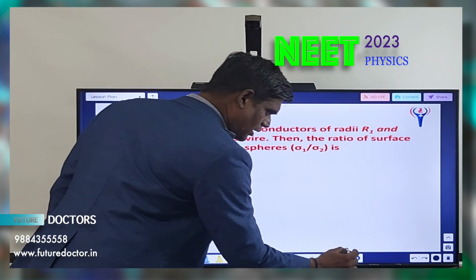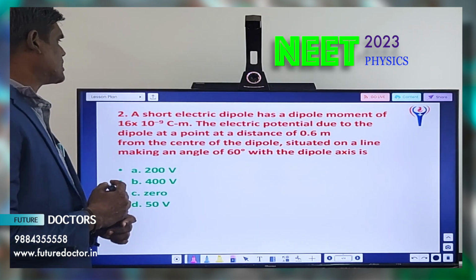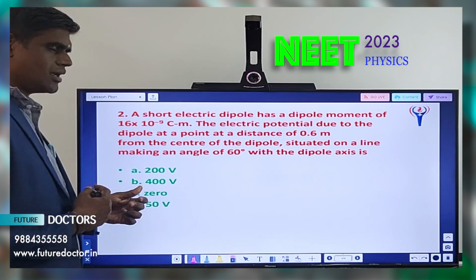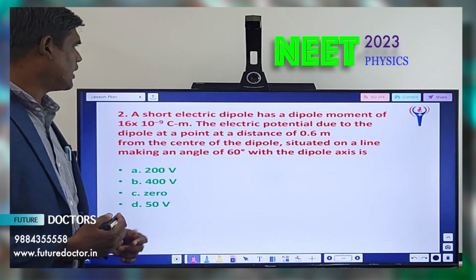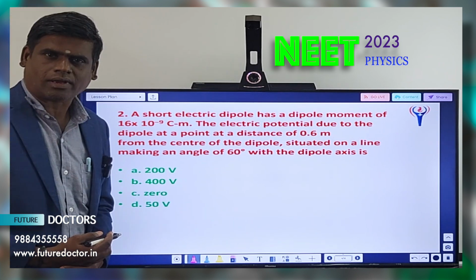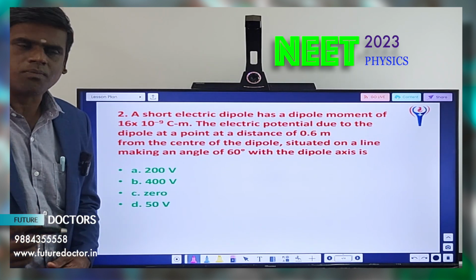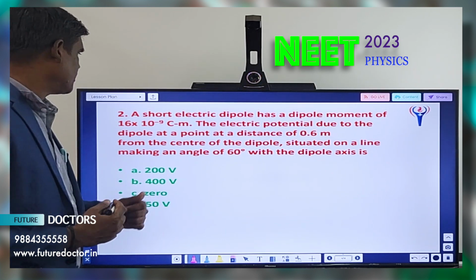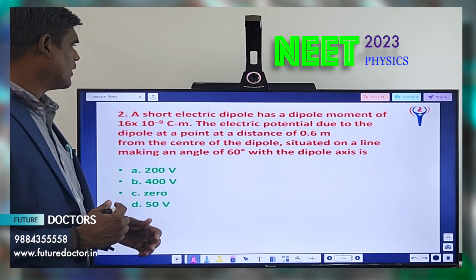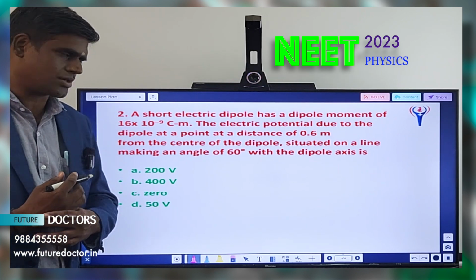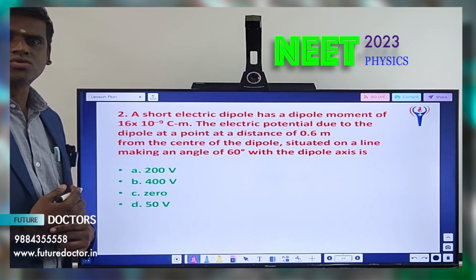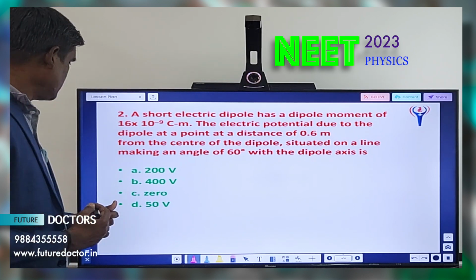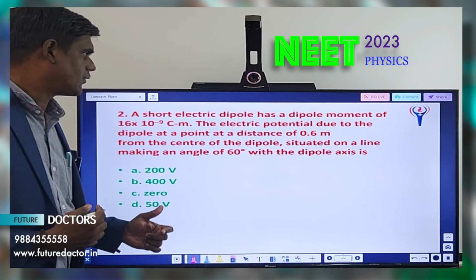Let's move to question number 2. A short electric dipole has a dipole moment 16 into 10 power minus 9 cm. What is cm? Coulomb into meter. The electric potential due to the dipole at a point at a distance of 0.6 meter from the center of the dipole, situated on a line making an angle of 60 degree with the dipole axis, is dash. Option A, 200 volt. B option, 400 volt. C option, 0. D option, 50 volt.